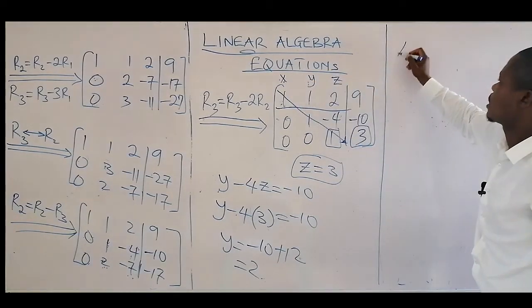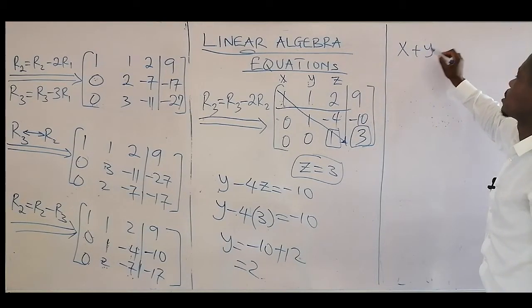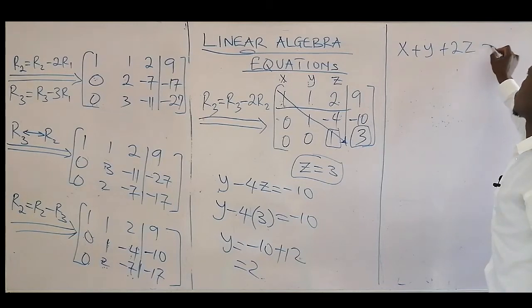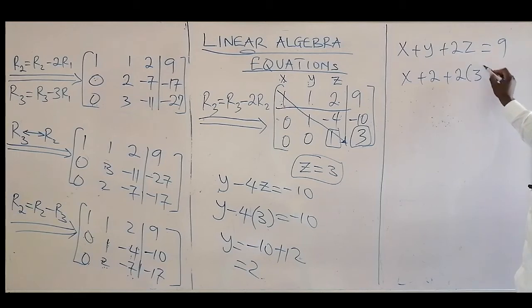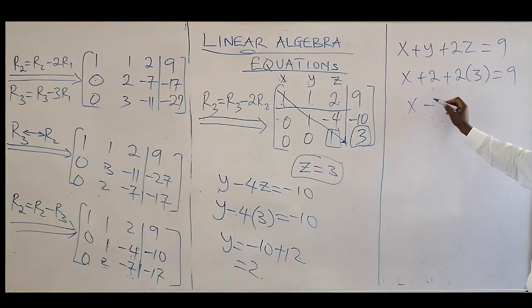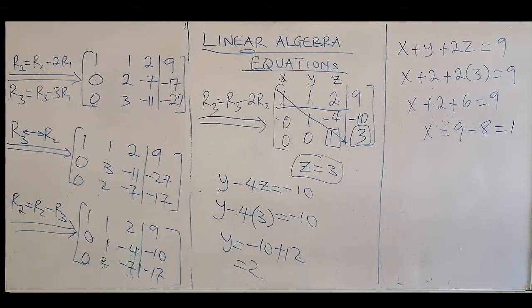And finally, the last line, the first row: 1 times x, that's x. 1 times y, that's plus y. And then plus 2z equal to 9. Okay? We have the value for y as 2, and we have the value for z, 3. So then I have x plus 2 plus 6 equal to 9. Then I'll have x equal to 9 minus 8, taking it to the other side. That's 1. Then we can write x, y, z in column form. My x is 1, my y is 2, and my z is 3.